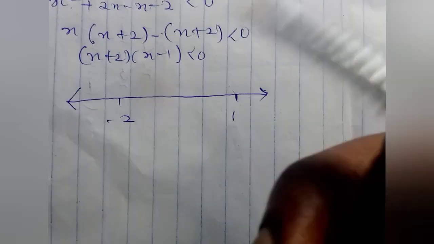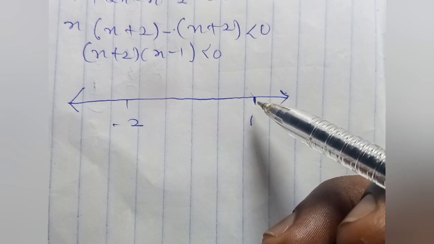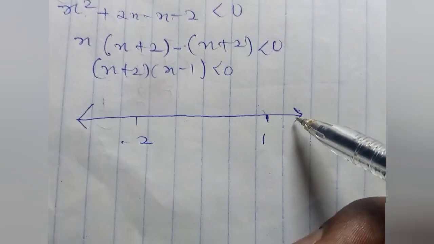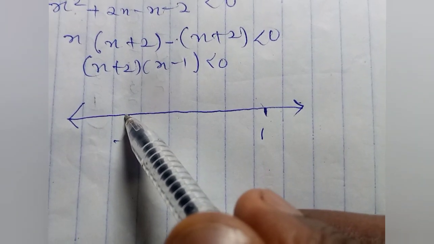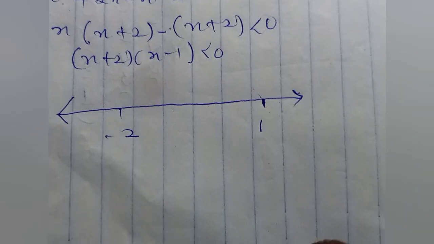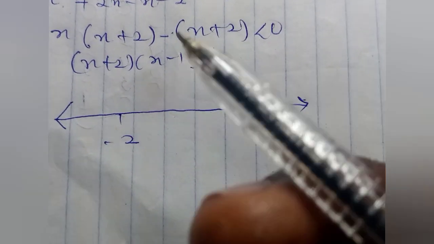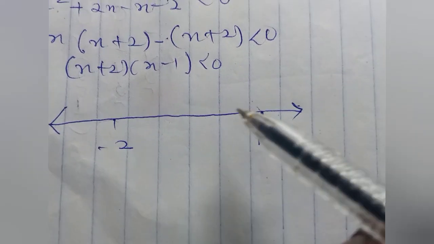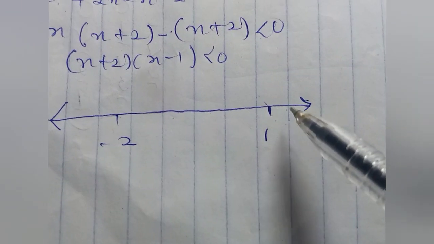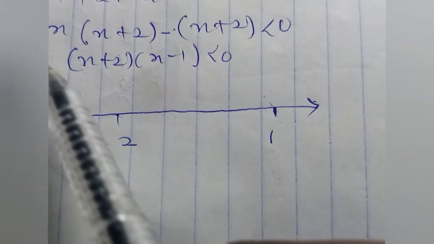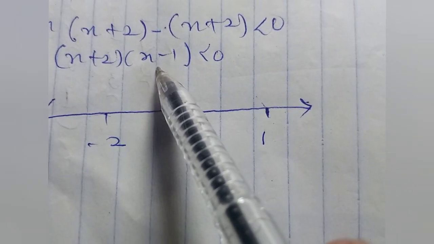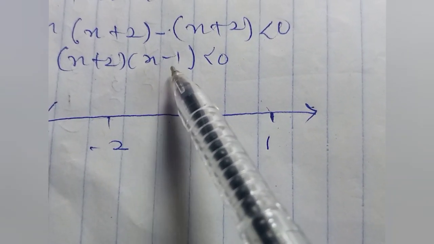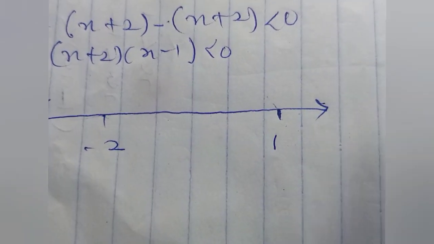Right? Now, we know that all the values from negative 1 to here are positive as well. Values from negative 2 down to negative infinity are as well negative, right? You know that. Alright, now let's impute a value greater than 1. If we impute a value greater than 1, let's say 2, into this bracket, we have 4 times 1, which is 4, right? And 4 is greater than 0, so this is invalid.